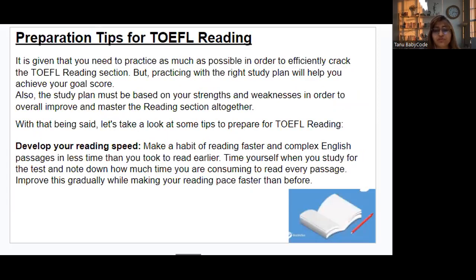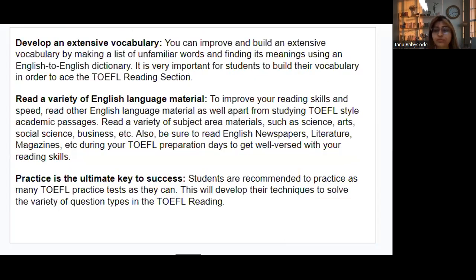So some tips for TOEFL reading: you have to develop your reading skill, because you need to have a habit of reading faster and complex English language so that you can read earlier. Time yourself whenever you study, and note down how much time you're consuming.